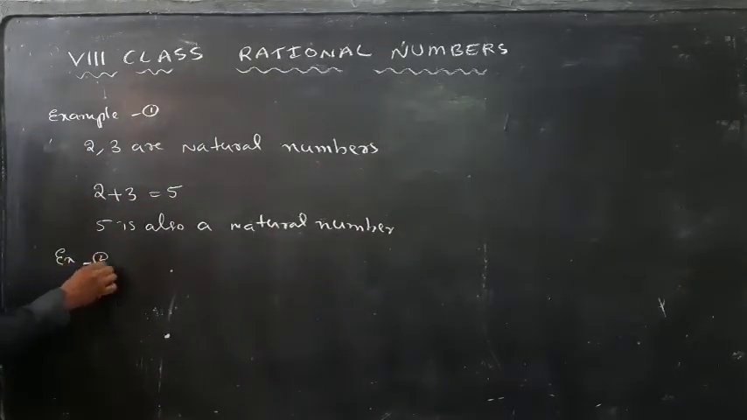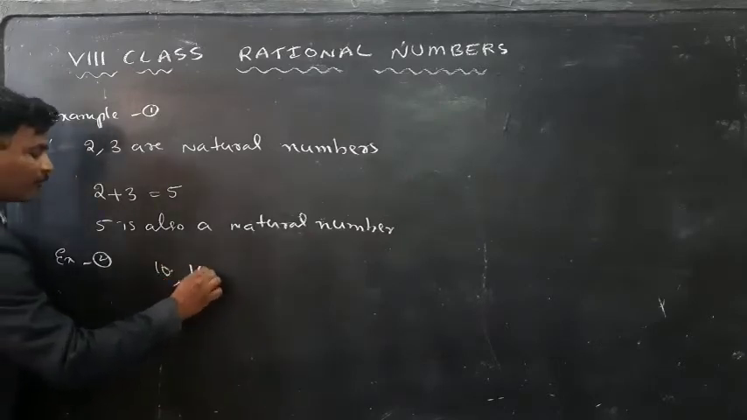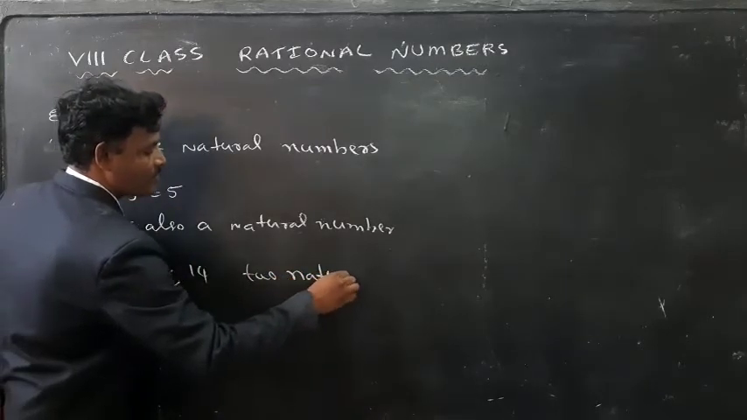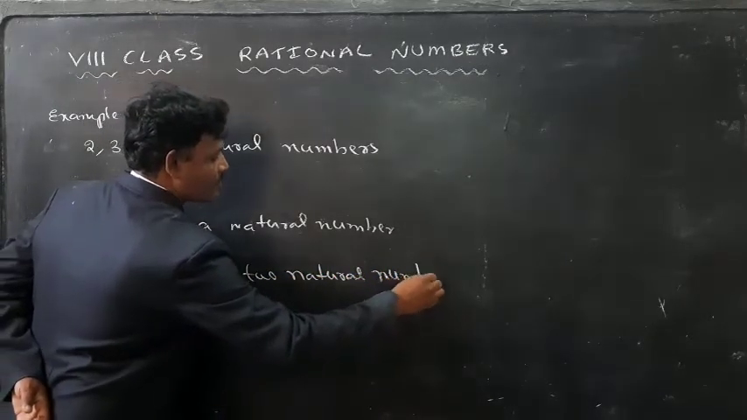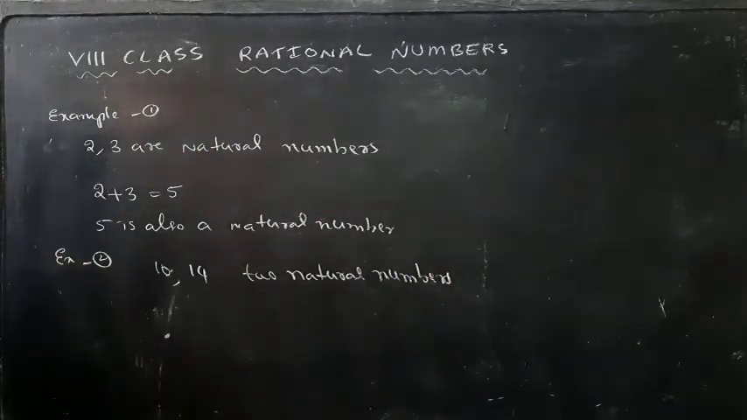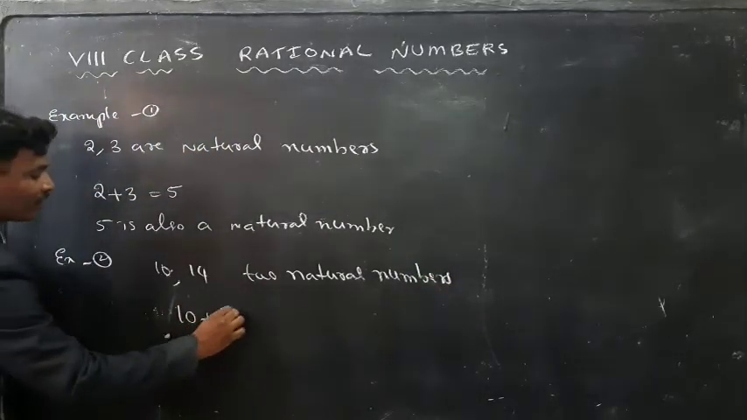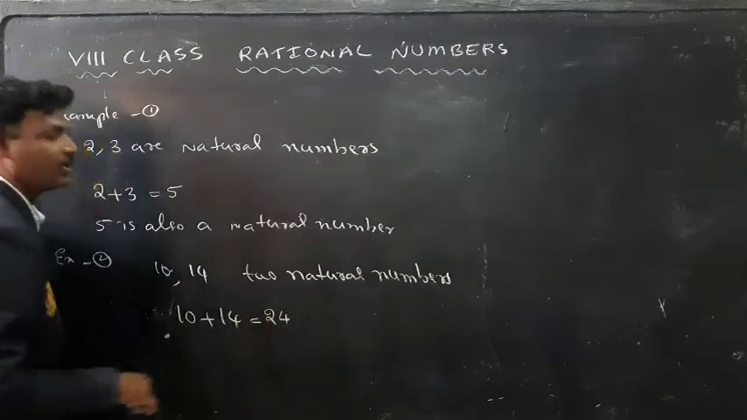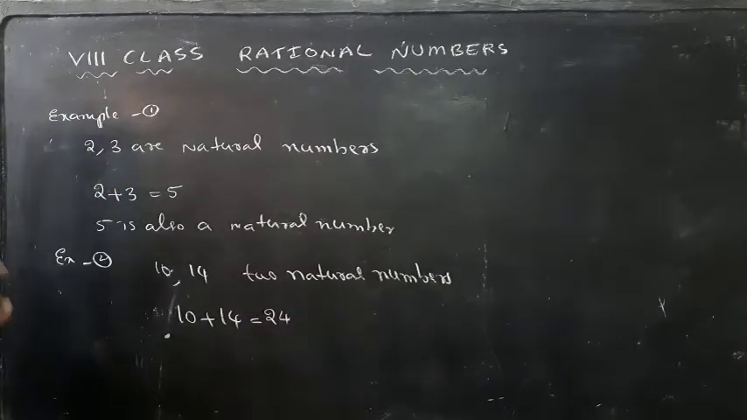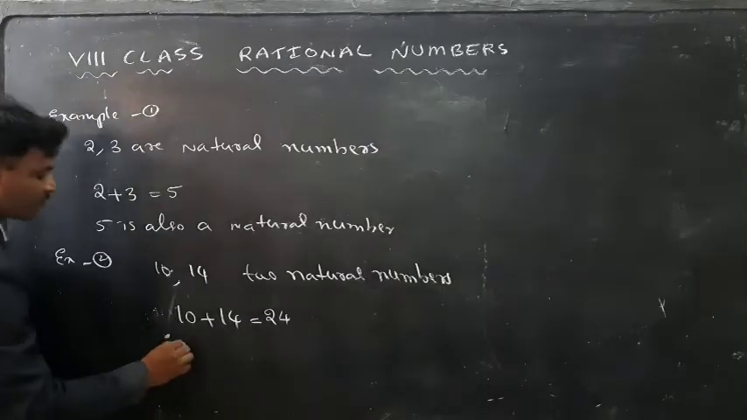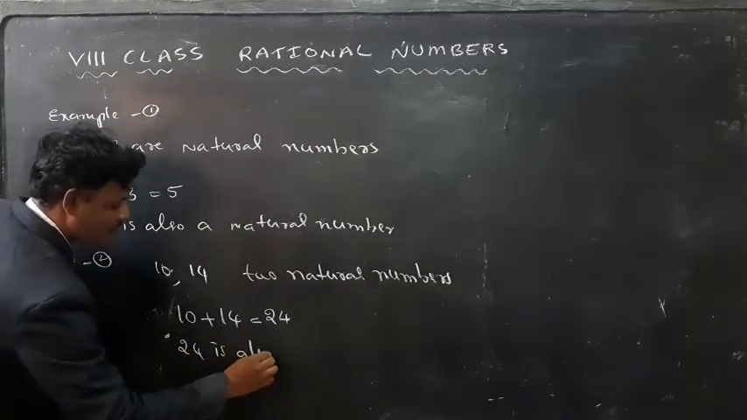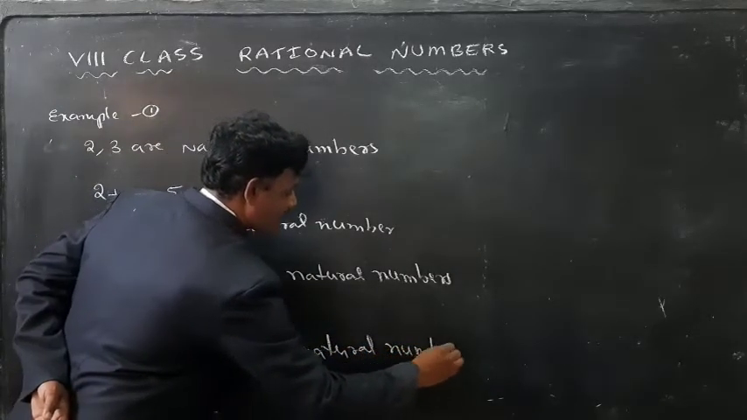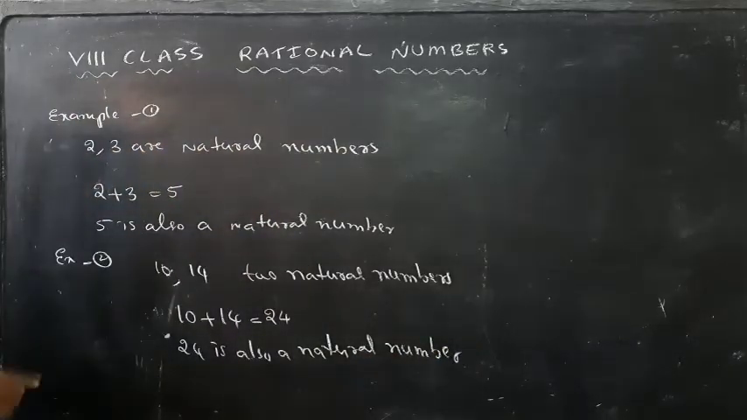Now example 2. I am going to take 10, 14. 10, 14 are two natural numbers. Now I am going to find the value of 10 plus 14. 10 plus 14 is equal to 24. 24 is also a natural number.